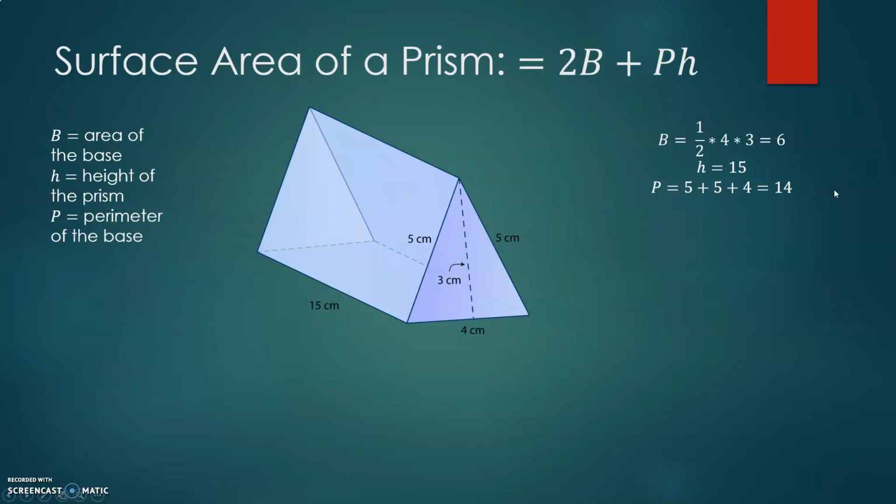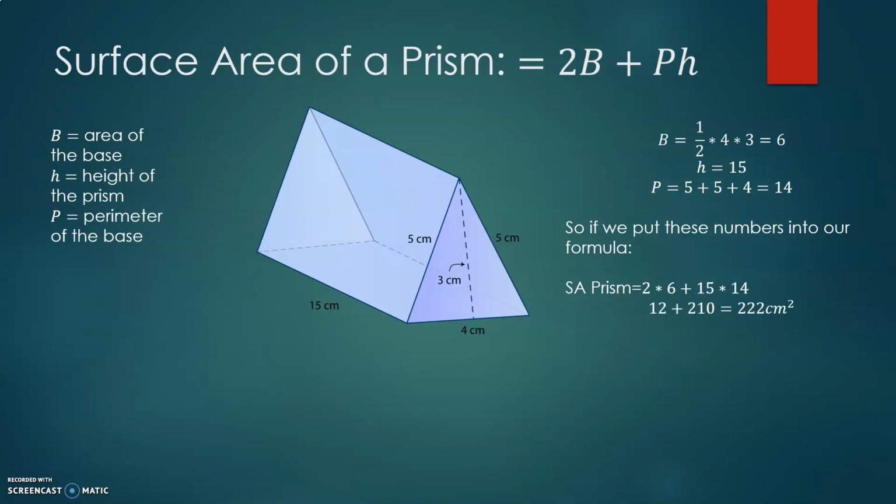Now that we have what the area of the base is, we have what the height is, and we have what the perimeter is, we can just pop it right into that formula. So our surface area is 2 times the area of the base, which was 6, plus the perimeter of the base, which is 14, times the height, which was 15. So 2 times 6 is 12, and 15 times 14 is 210. We add those together, and we get 222 square centimeters.